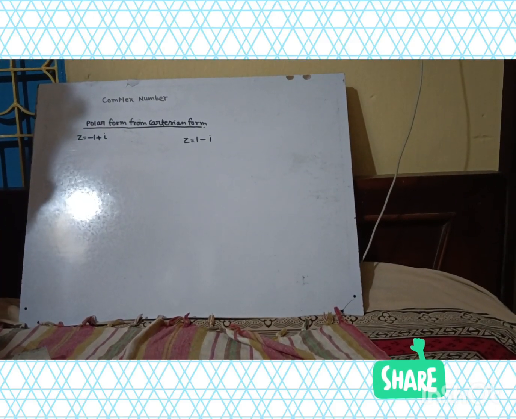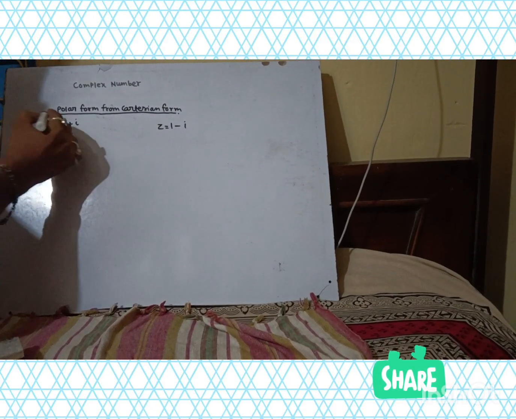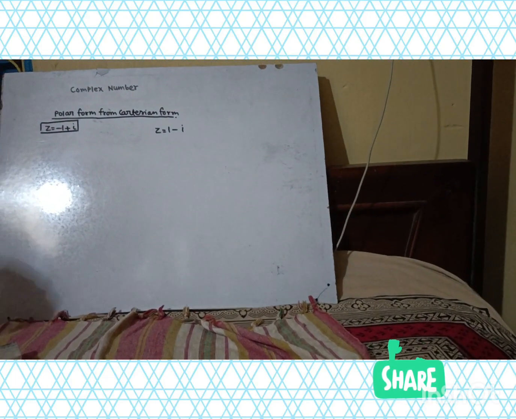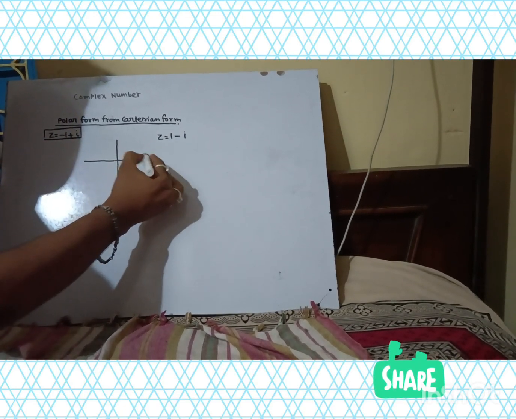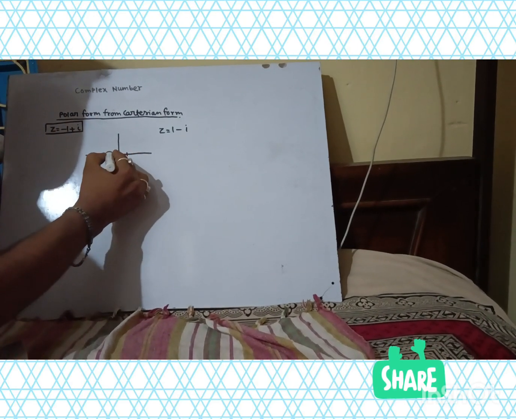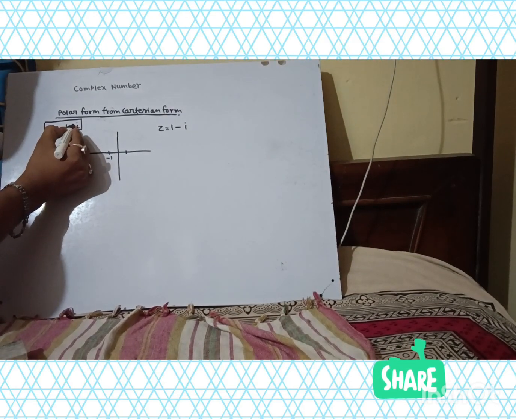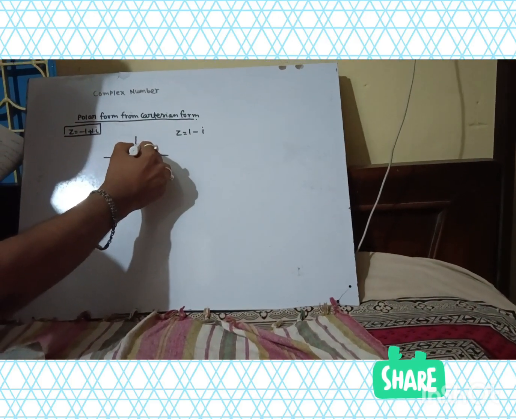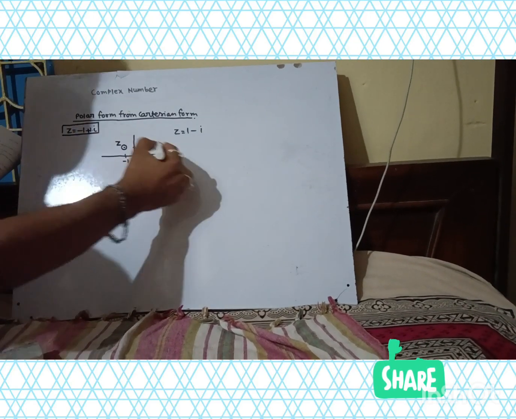Now we learn about polar form from Cartesian form of a complex number. Here z is minus 1 plus i. It is in Cartesian form. Here is the figure of the Cartesian form. Here the real part is minus 1. That means if this is 1 then this is minus 1, and the imaginary part is 1. That means here is 1. So the location of z is here.